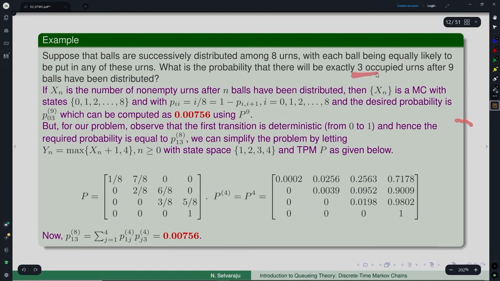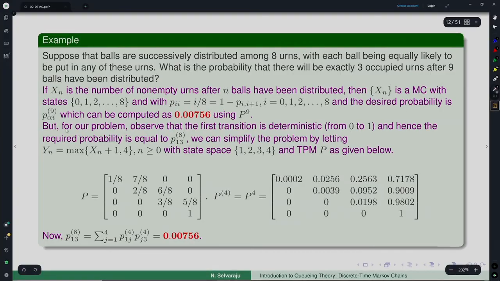But for 3 occupied urns and 9 balls, you can even condense and have a smaller Markov chain as well, and that is what we are going to explain. For our problem, meaning 3 occupied urns after 9 balls have been distributed, we already said that the first transition is deterministic, from 0 to 1, fine. So, by the basic property, this probability would be equal to this one, because the one-step probability of moving from 0 to 1 is 1, so you multiply by 1 to get to this. So, this is what you actually need to compute. You remember that P 1 to 3 in 8 steps is what you need to compute.